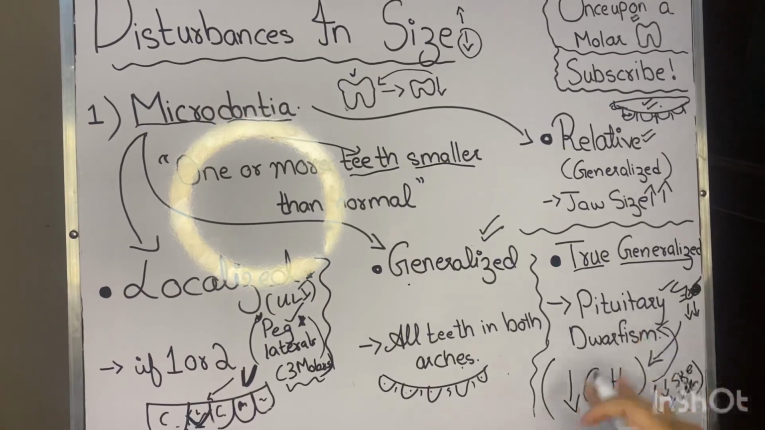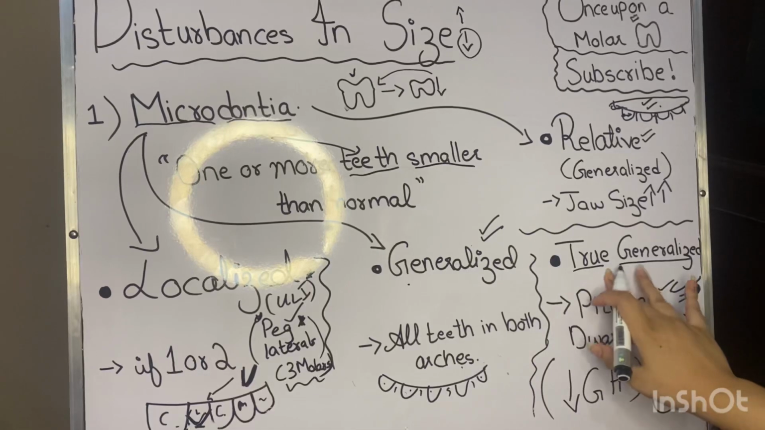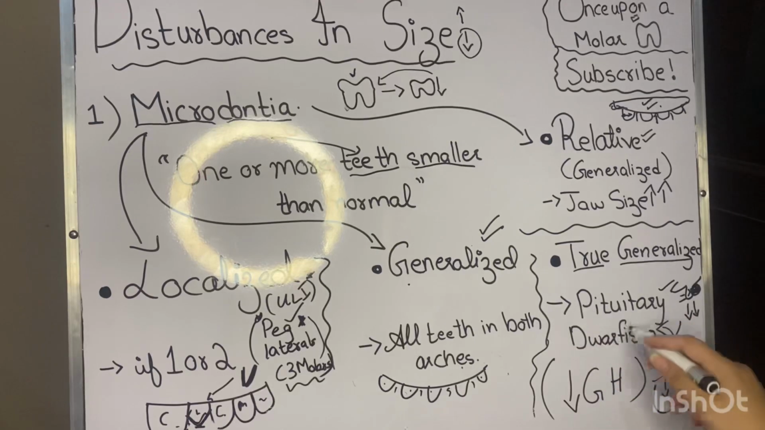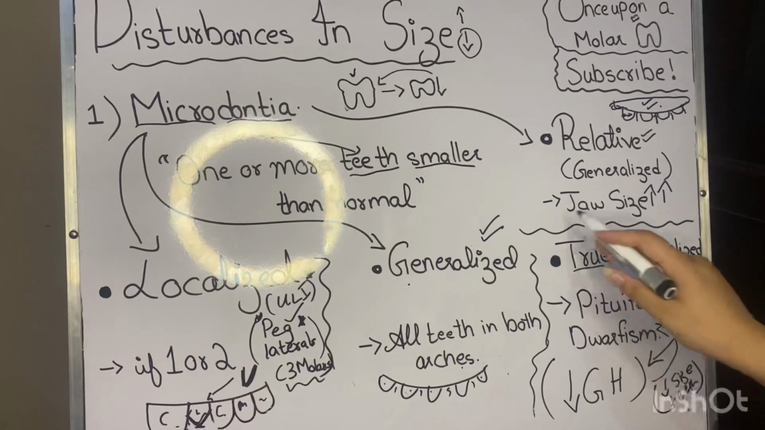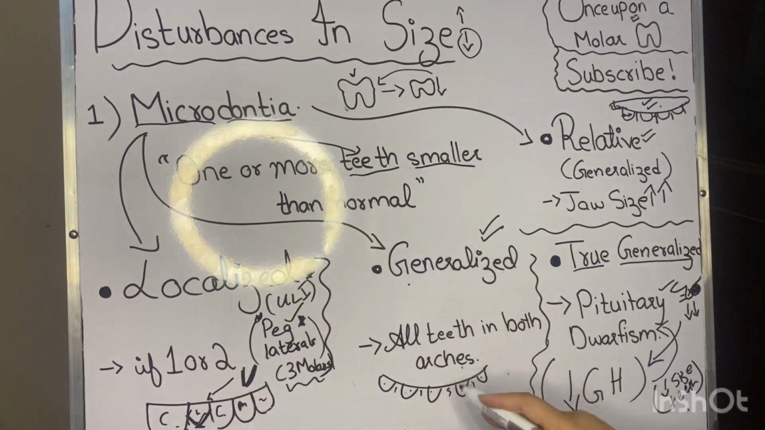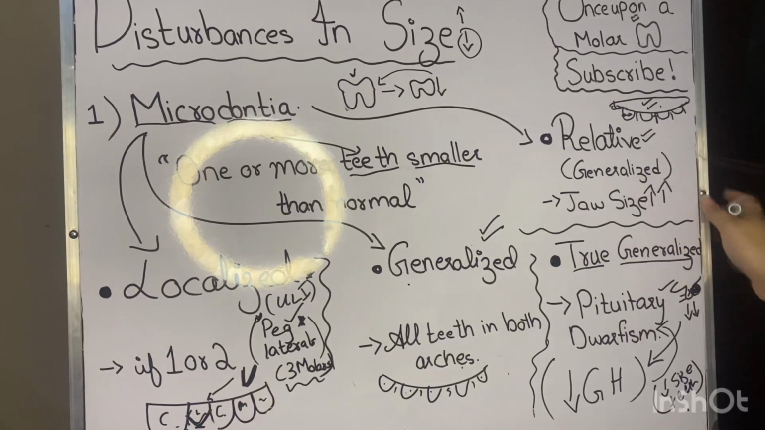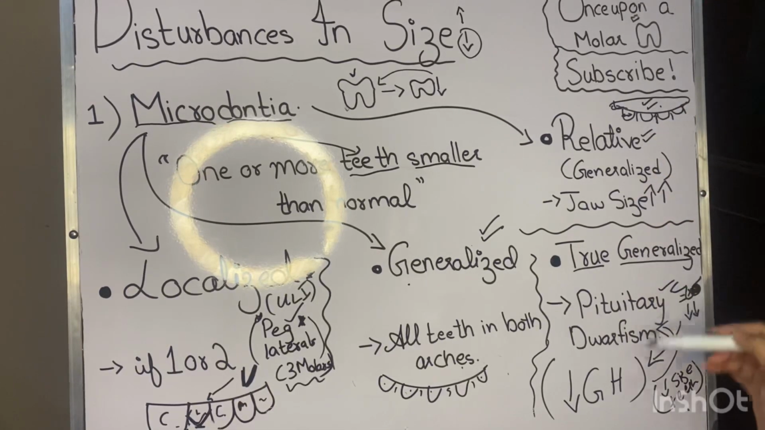So just remember that, okay? True generalized means something which is associated with our growth hormone. The one condition that we have here is pituitary dwarfism. Then we have localized, generalized, relative, or relative generalized. Doesn't matter which term you use, but you just need to have a good understanding of it. Then we have true generalized, okay?